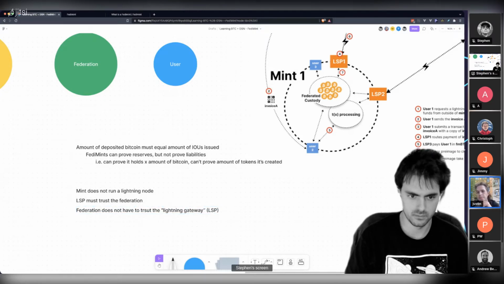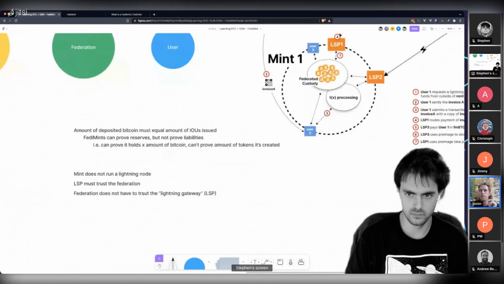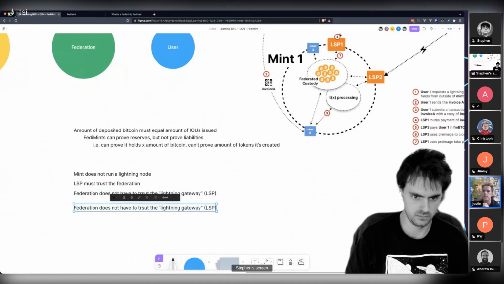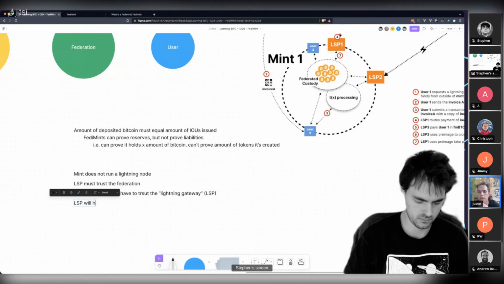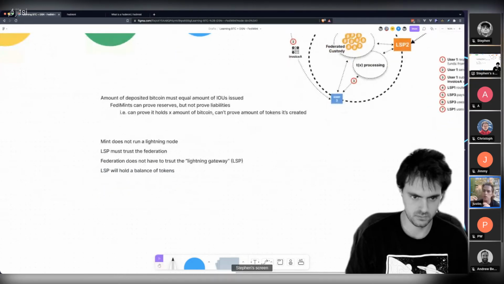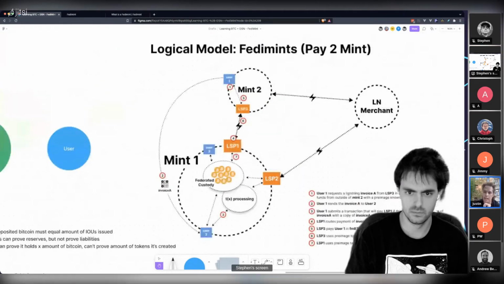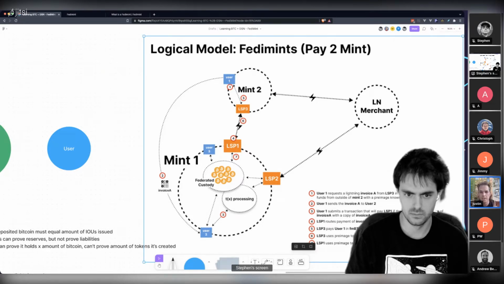And so, yeah, the LSPs have to hold a balance of tokens. The way the transactions actually work is, let's say there's a user in Mint 1 and he's trying to pay a user in Mint 2. What will happen is the user in Mint 1's tokens will be sent to the LSP attached to Mint 1. Does that make sense? So LSP 1 will get a little bit of tokens. Just because this is a little complicated, but it's worth seeing: there's a user in Mint 1 who wants to pay a user in Mint 2, right? So some of the user in Mint 1's tokens will go to LSP 1. LSP 1 now owns a little more tokens.